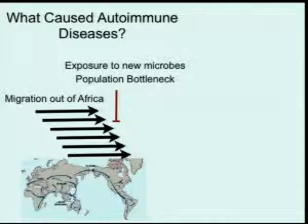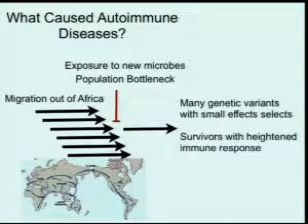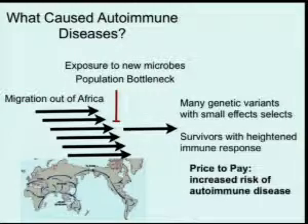Neanderthal man in northern Europe, leading to decimation of the population. If the migration occurred in one generation, there are 4 founders of European ancestry. If it occurred over many generations, probably about 1,000 founders. So there's a real bottleneck that occurred. And the hypothesis that many genetic variants with small effects selected for survivors for heightened immune response. So the price to pay was increased risk of autoimmune disease.